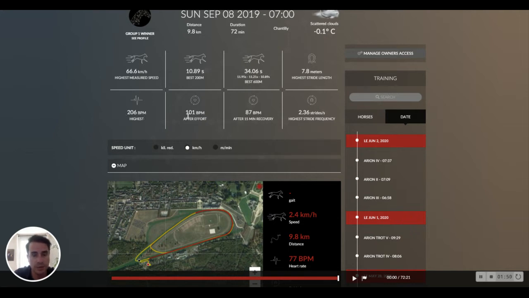Then here we will find the level of heart rate just after the main effort. So the first stabilization of the heart rate at 101 beats per minute. Then finally, another level of recovery 15 minutes later after the main exercise. Here we can see that the heart is at 87 beats per minute. And on the side here, we will have the peak locomotion data with the highest stride length at 7.8 meters for this one, with 2.36 strides per second.